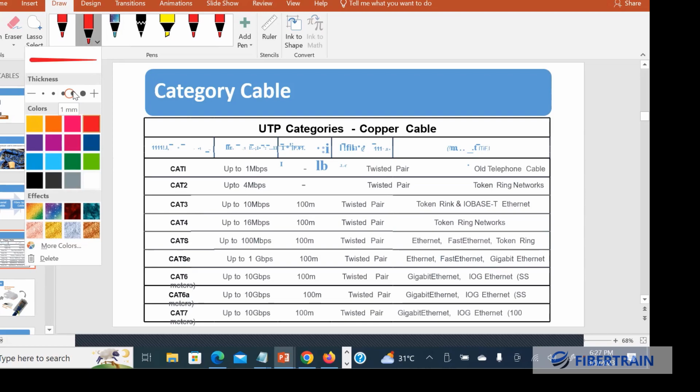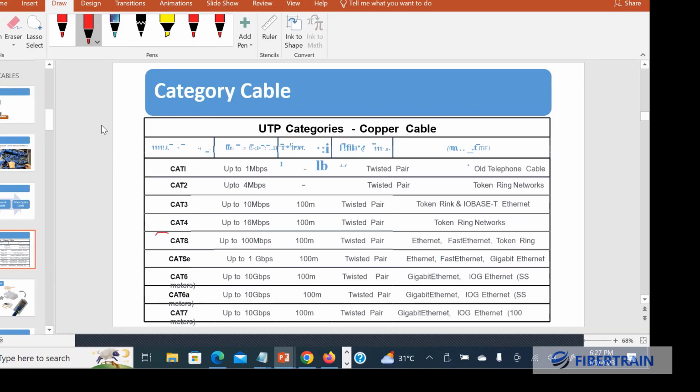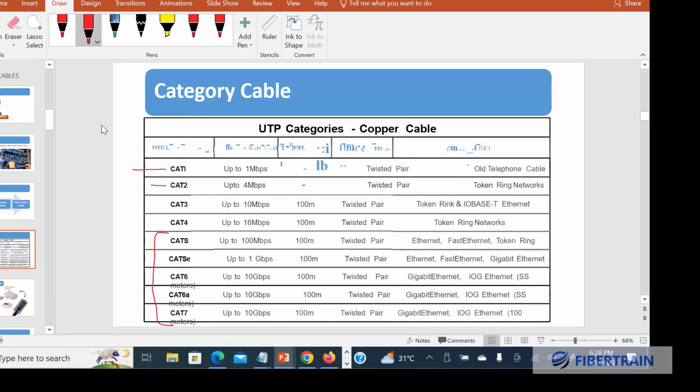So here, what I want to focus on is from Cat 5 all the way down, right? So Cat 1 is used in telecommunication. Cat 2 is also used in telecommunication.